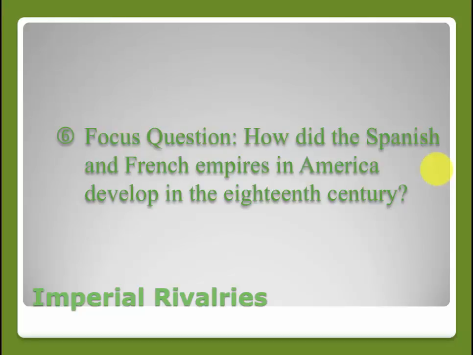Chapter 4, Section 6 is titled The Imperial Rivalries. In this section, we're going to look at how the Spanish and French empires in America developed in the 18th century. Even though we focus on the British Empire, the Spanish and French empires are absolutely an important part of the formation and founding of our nation, and their contributions are still felt today.